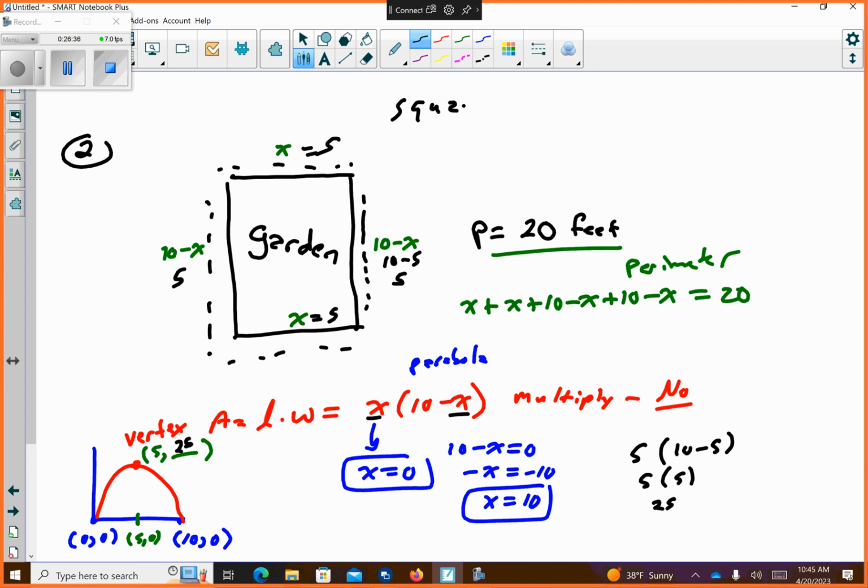A square is a special kind of rectangle. So my sides have to be 5 feet because 5 plus 5 plus 5 plus 5 is 20. Right? 5 plus 5 is 10, plus 5 is 15, plus 5 is 20. And my area is 25 square feet.